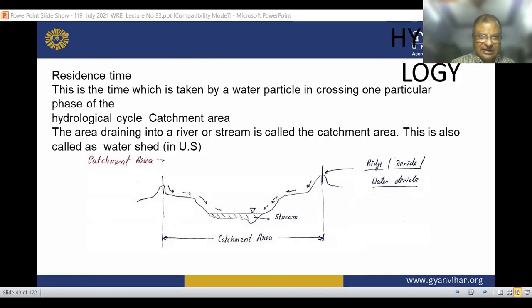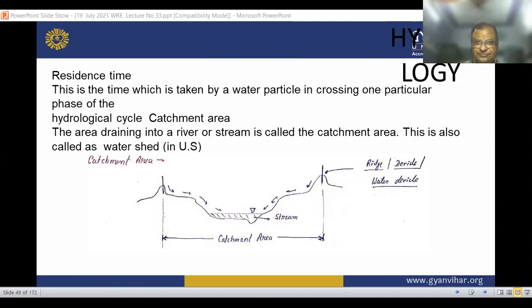Now, residence time. This is the time taken by water particles in crossing a particular phase of the hydrological cycle. Catchment area: the area draining into a river or a stream is called the catchment area. Okay, clear?